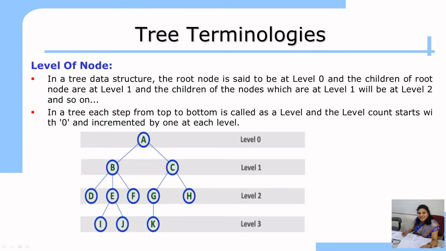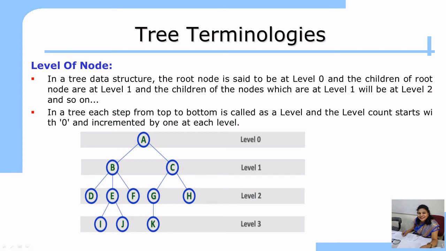You can see that the root node, that is A, always has level 0. Children of the root node, that is B and C, are at level 1. Children of B and C are at level 2. D, E, F, G, H are at level 2, and the children of E and G, that is I, J and K, are at level 3.